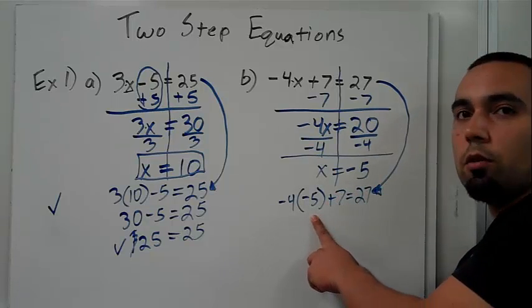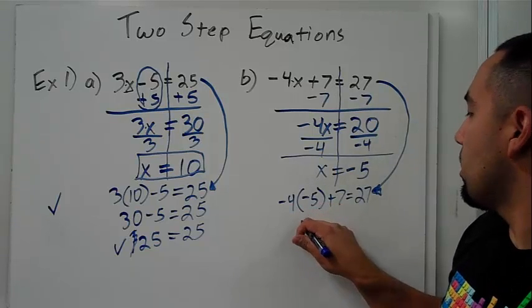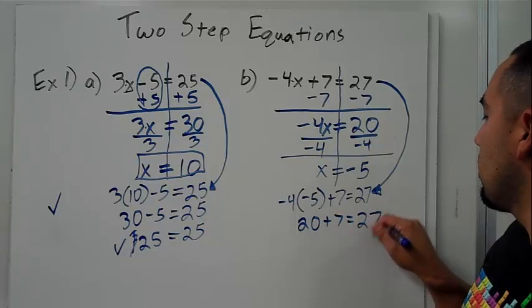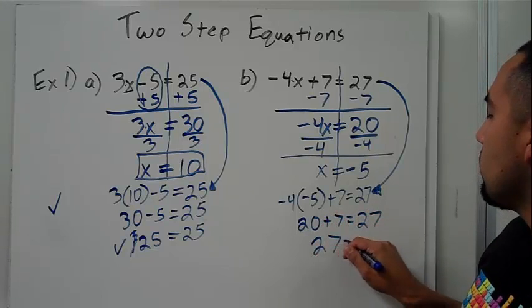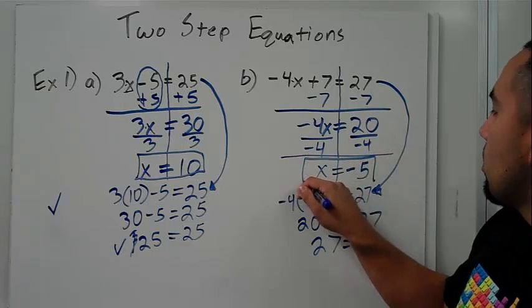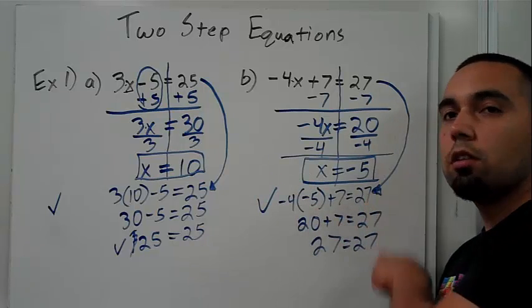Okay, here we go. So let's check it out. Negative 4 times negative 5, well, that's 20. 20 plus 7 does equal 27, right? So 27 equals 27. I know my answer's right, and I checked it, so we are good.